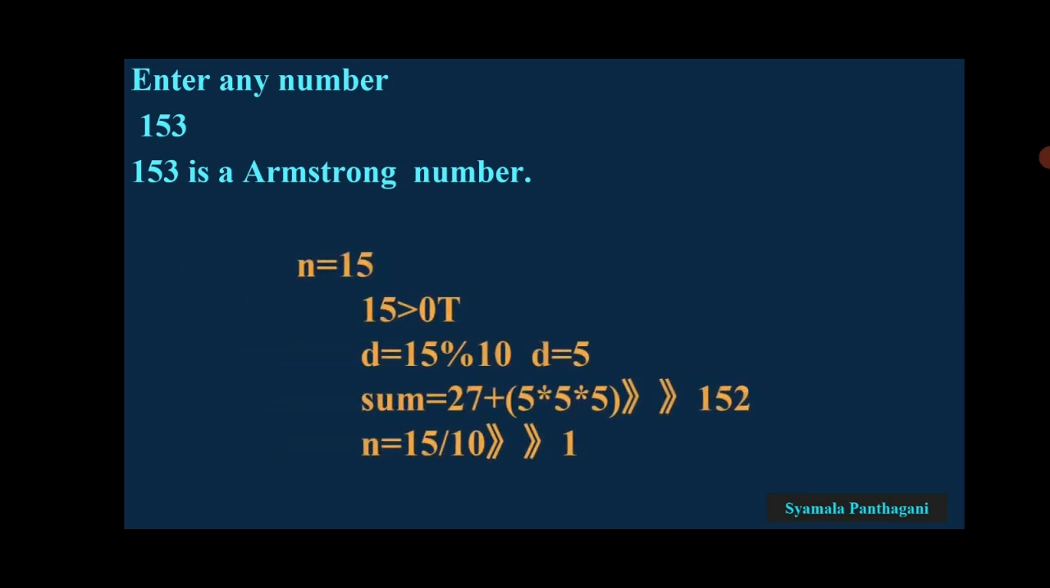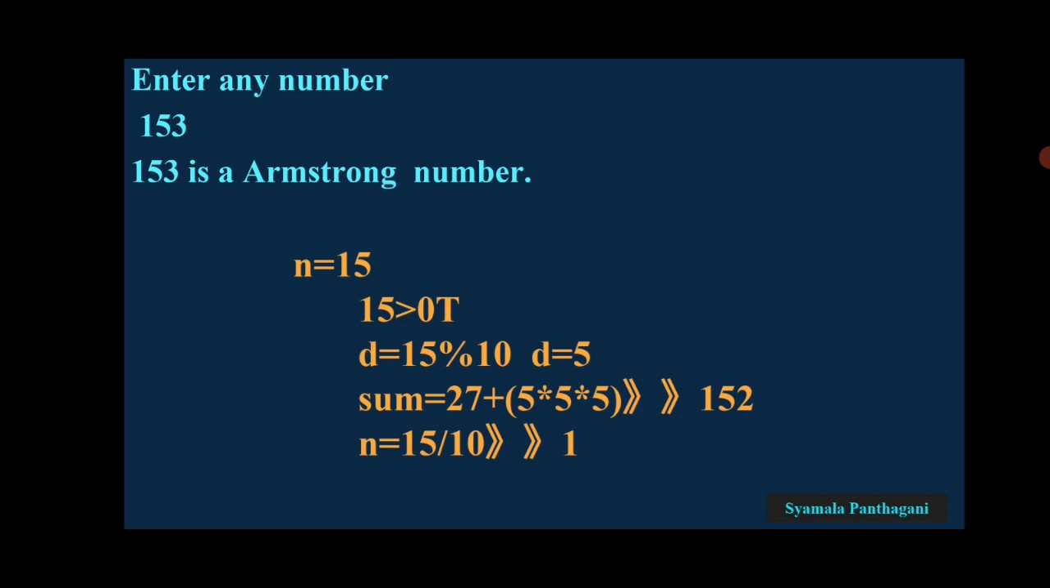Here n is equal to 15. 15 is greater than 0. Yes, that is true. Now again come to the body. D is equal to 15 mod 10. That is equal to 5. Remainder only we are taking here. D is equal to 5.